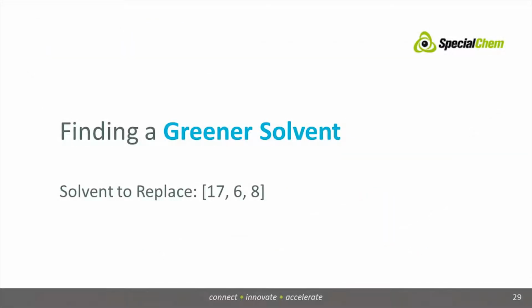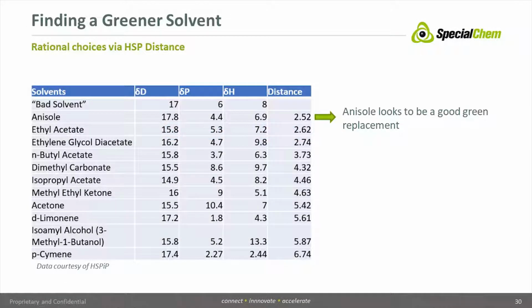I have a solvent, HSP 1768, that I want to replace with a greener solvent. Which should I use? From a list of green solvents, I calculate the distances, sort them from low to high, and immediately have some good ideas. The table is data obtained from a software package called HSPiP. You can do a similar job with just an Excel spreadsheet. As you can see, the solvent that is the closest match and is nicely green is anisole.